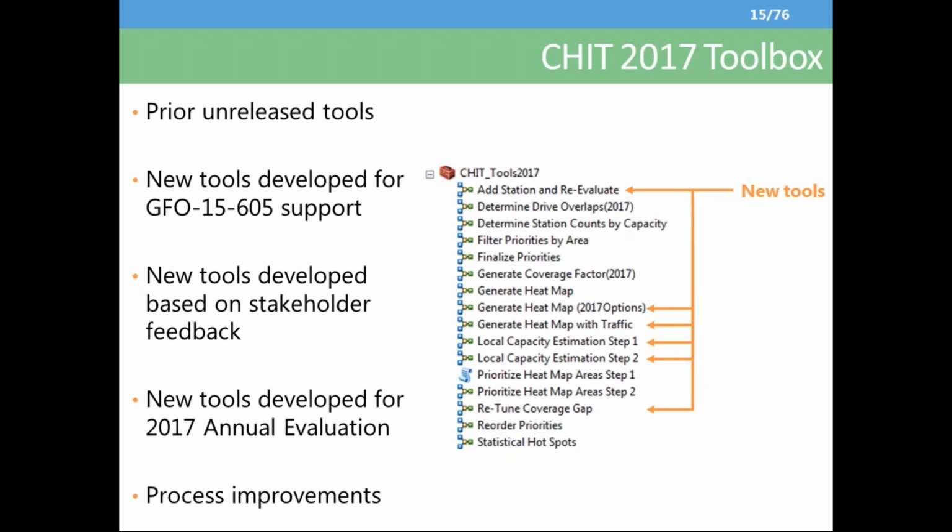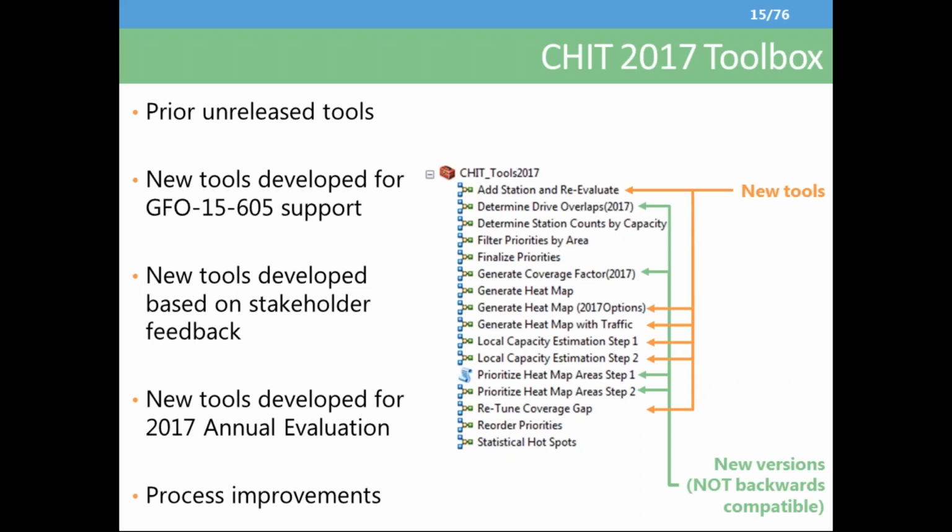The local capacity estimation, the data for that has been published previously through the online web map viewer, but now we're finally making the tool available for automating that process. And the retune coverage gap is kind of a usability thing. Hit one more.